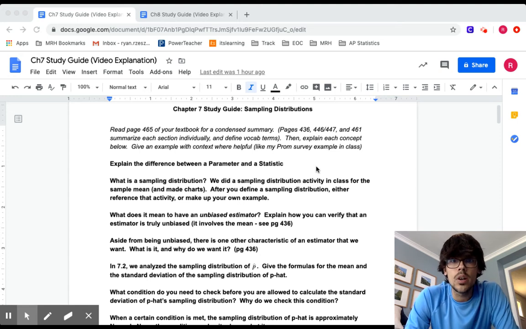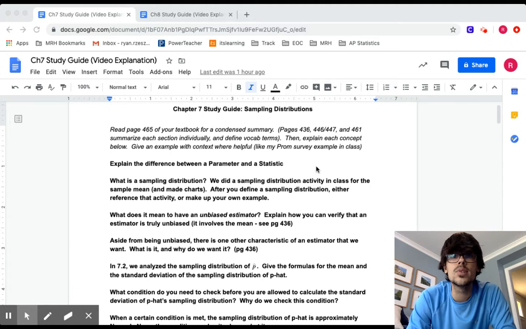All right, so here we go with our Chapter 7 study guide. Chapter 7 was about the concept of a sampling distribution. Back when we learned this, if you're anything like the typical student that I teach in AP Stats, this is probably one of your lowest chapter test grades.